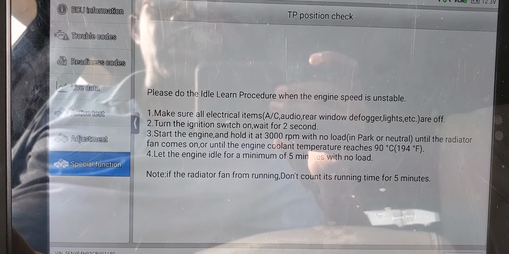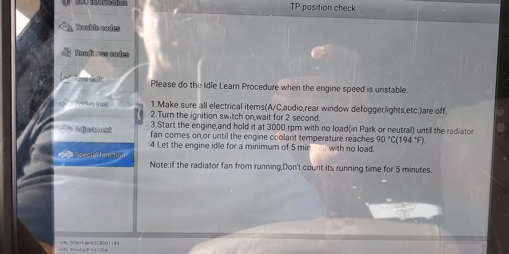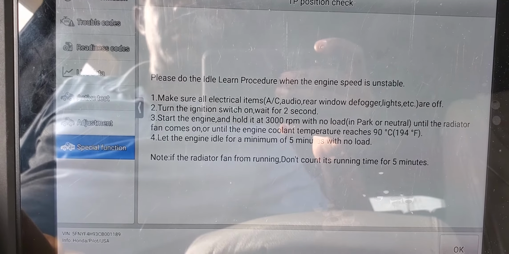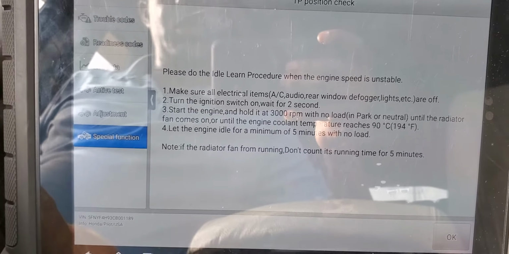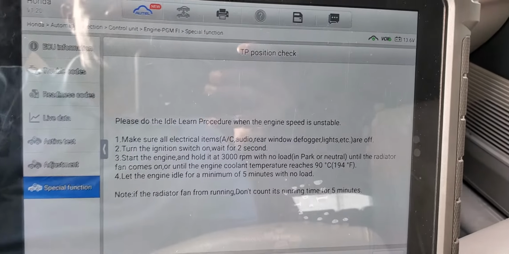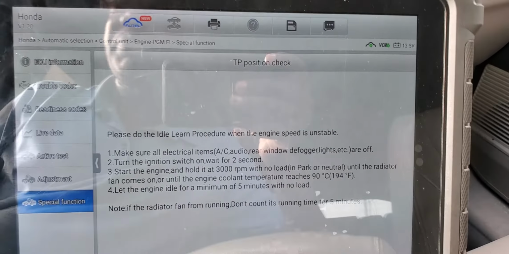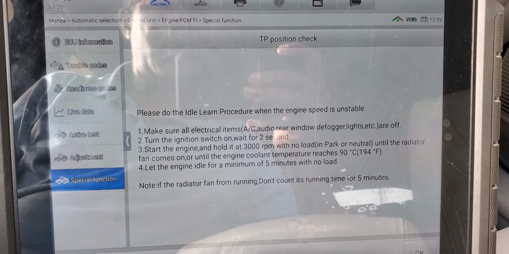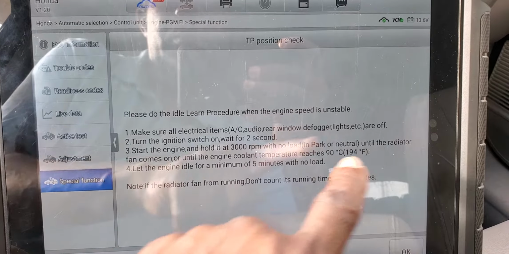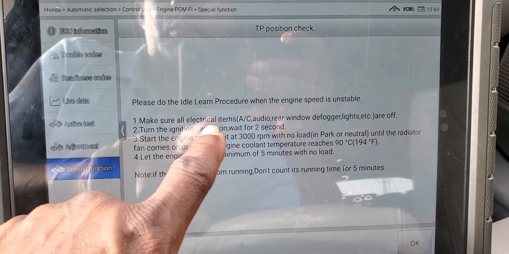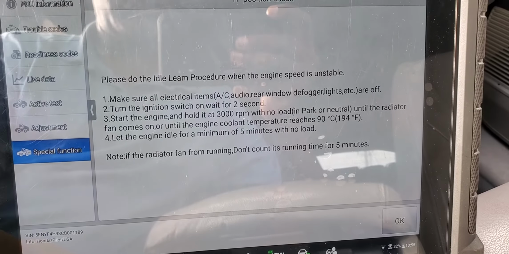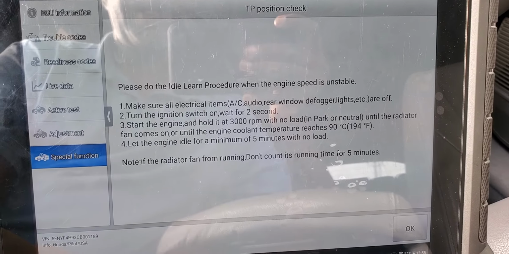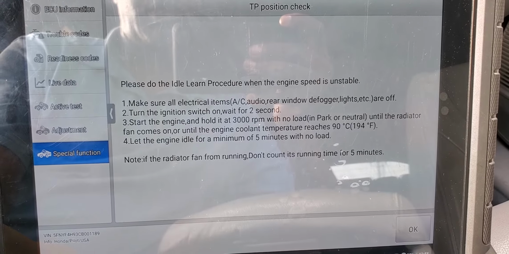Note, if the radiator fan stops running, don't count its running time. I don't know what he says. So let's go ahead. I'm going to start the car. And what he says to do the relearn: turn the ignition on first, wait for 2 seconds, and start the car, and raise the engine to 3000 RPM.